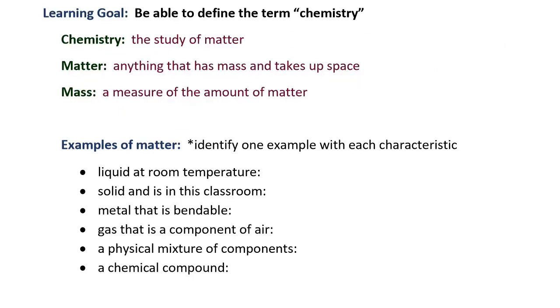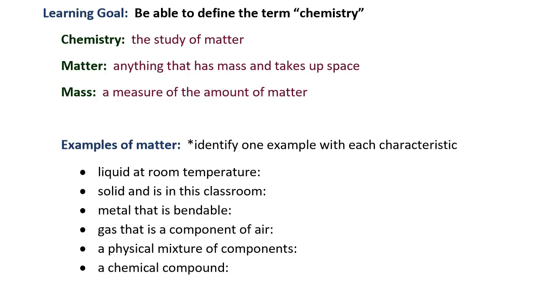Let's take some notes on our first learning goal. Be able to define the word chemistry. What does that word mean? Chemistry is the study of matter. In class this year, we'll look at the composition of matter. What is it made up of? And we'll look at the interaction of matter. What happens when different types of matter are mixed together?